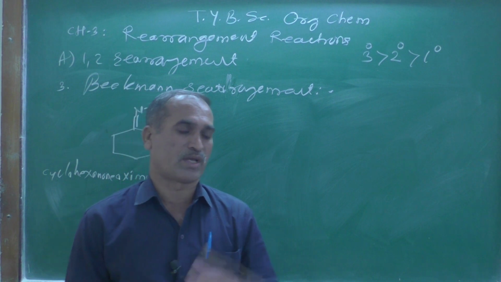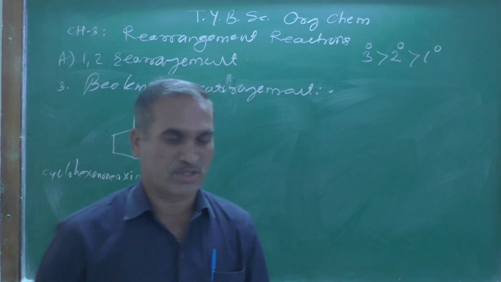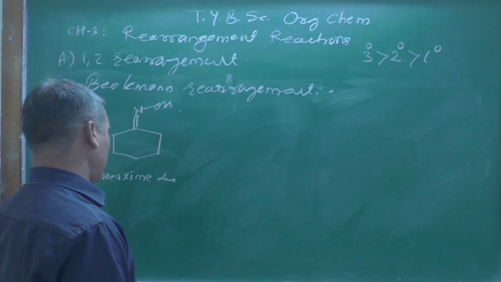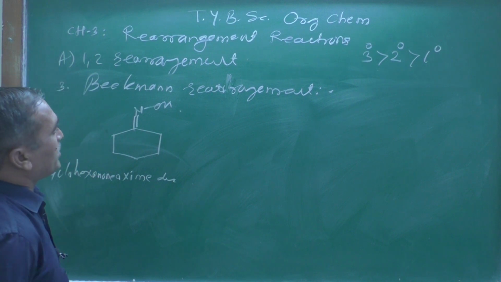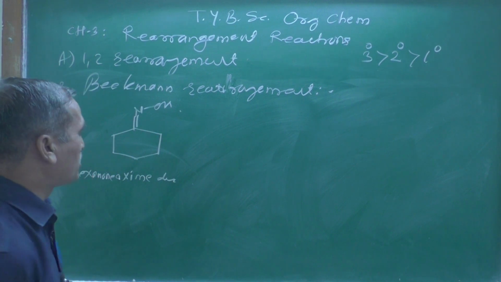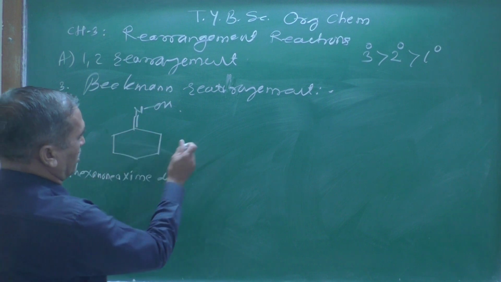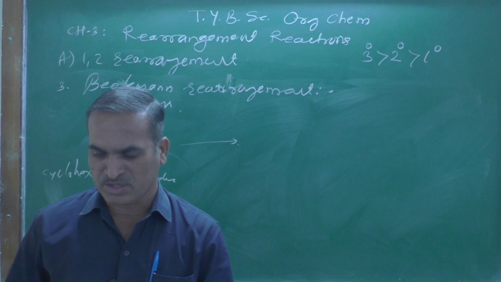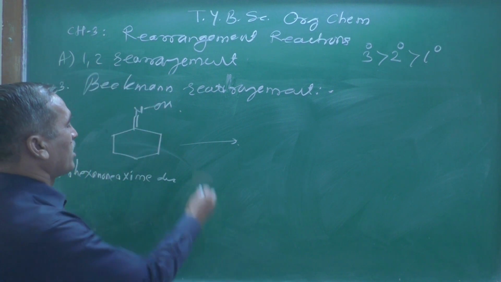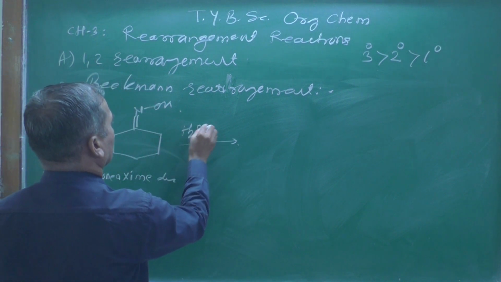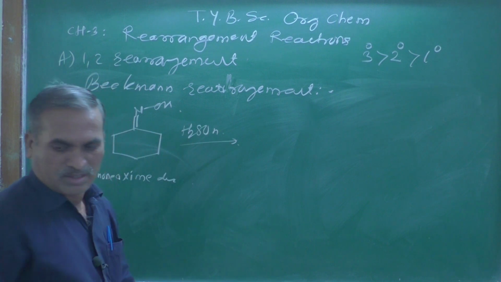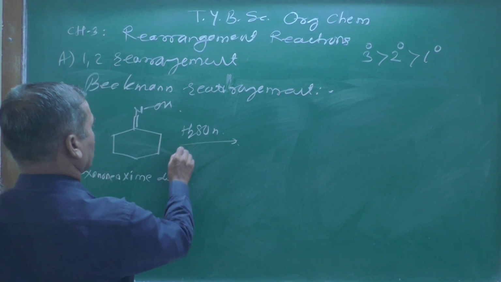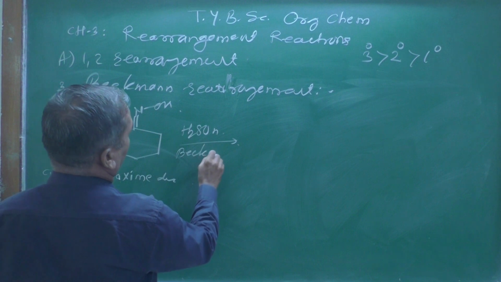So this reaction generally proceeds at optimum pH. They are pH sensitive reactions, and generally when it is treated with an acidic medium, the reaction takes place. The acidic medium is sometimes referred to as H2SO4. This is the reaction, and this reaction is generally known as the Beckmann rearrangement.